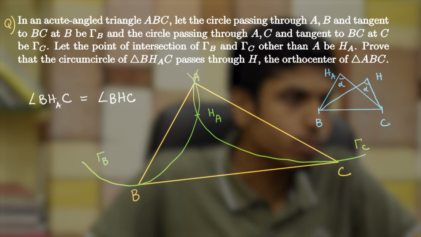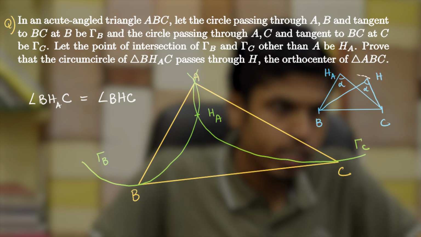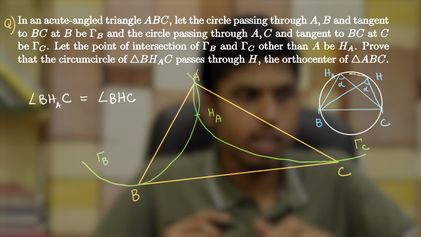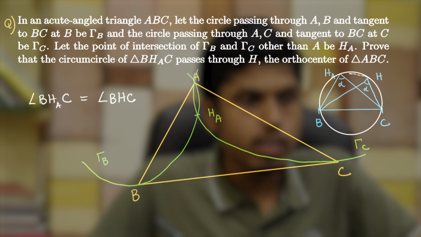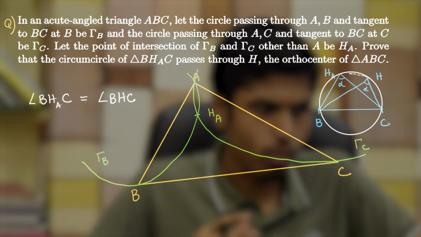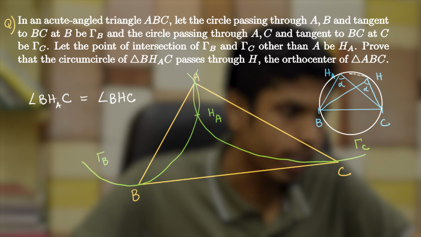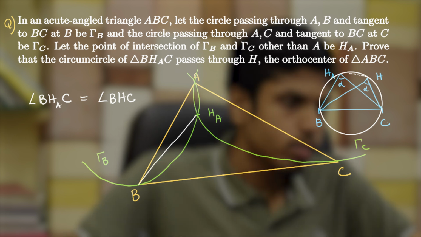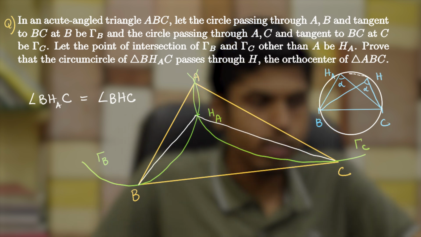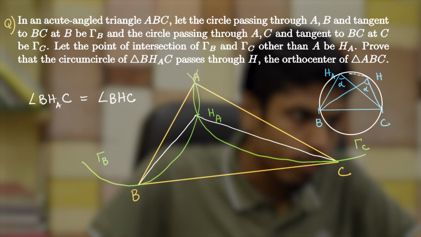And since both these points H and HA lie on the same side of BC, then these 4 points would be concyclic. Alright, let's go ahead with finding angle BHAC. So let's not find it directly. At first, join the points A and H.